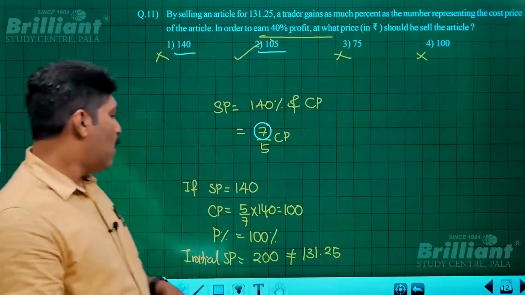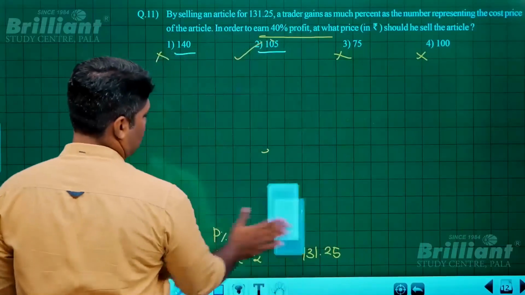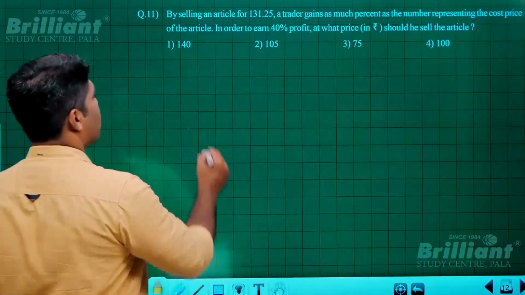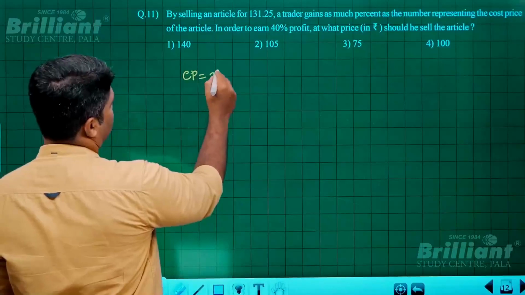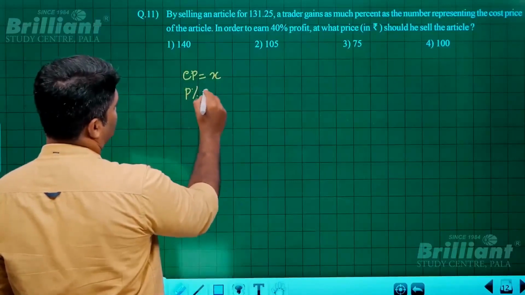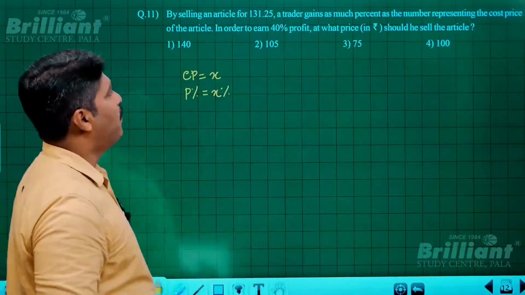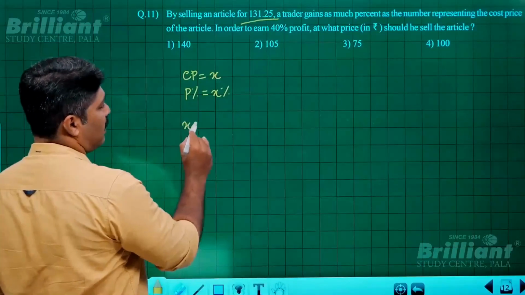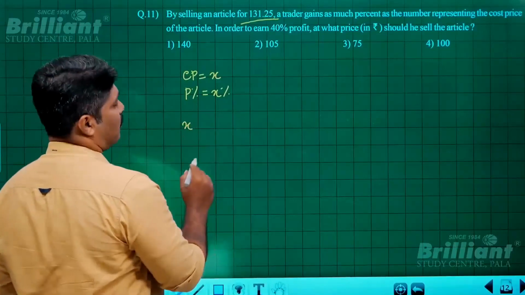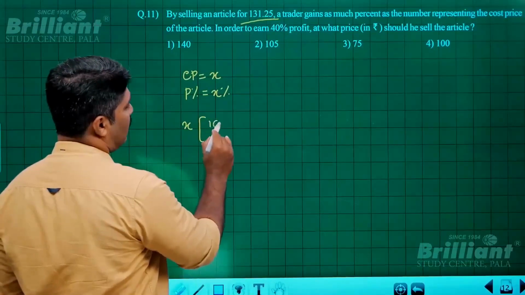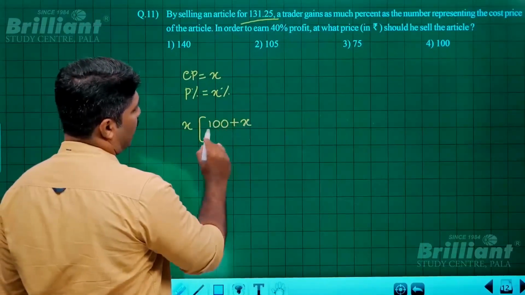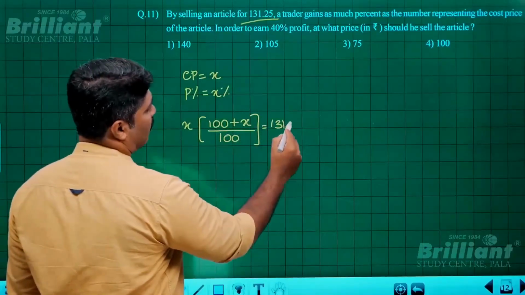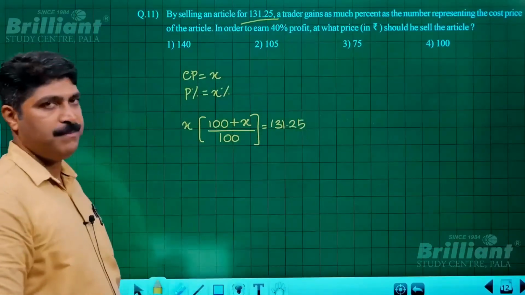I will just give you the algebraic concept of this question directly. So we can consider the algebraic method here. Here it is given that the cost price and the profit percentage are the same. Suppose I am assuming the cost price as X rupees and the profit percentage as X percent. Therefore, how can we connect with this value? This is 131.25. So that is cost price plus X% of cost price. Therefore, we can write it as (100 plus X) by 100 of the cost price is equal to 131.25.